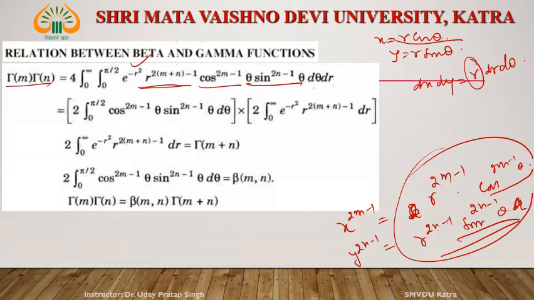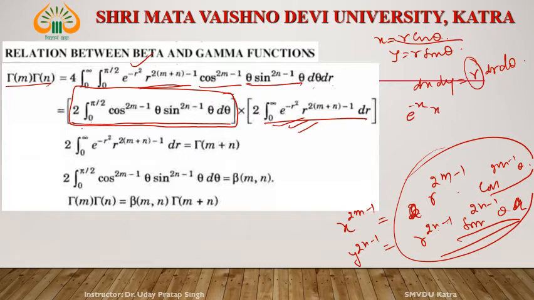So separate the integral: 2 into the integral 0 to pi by 2 of this thing, into 2 into this one. What is this? We know that this is beta mn. What is this integral? This integral is beta mn. Now evaluate this other integral. We know that the gamma function is the integral 0 to infinity of e to the power minus x, x to the power n minus 1 dx.